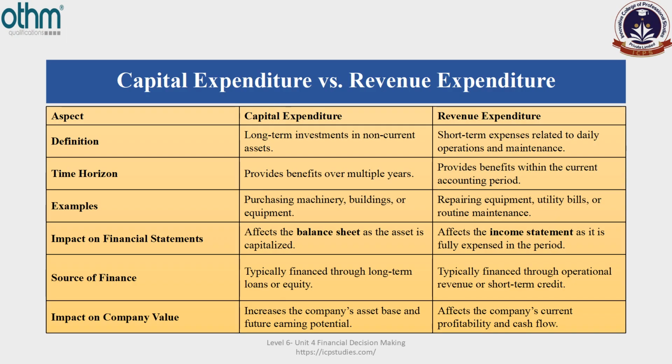If we talk about capital expenditure, then it is typically financed through long-term loans, and the revenue expenditure is typically financed through operational revenue. Capital expenditure increases the company's assets, and revenue expenditure affects the company's current profitability and cash flow.